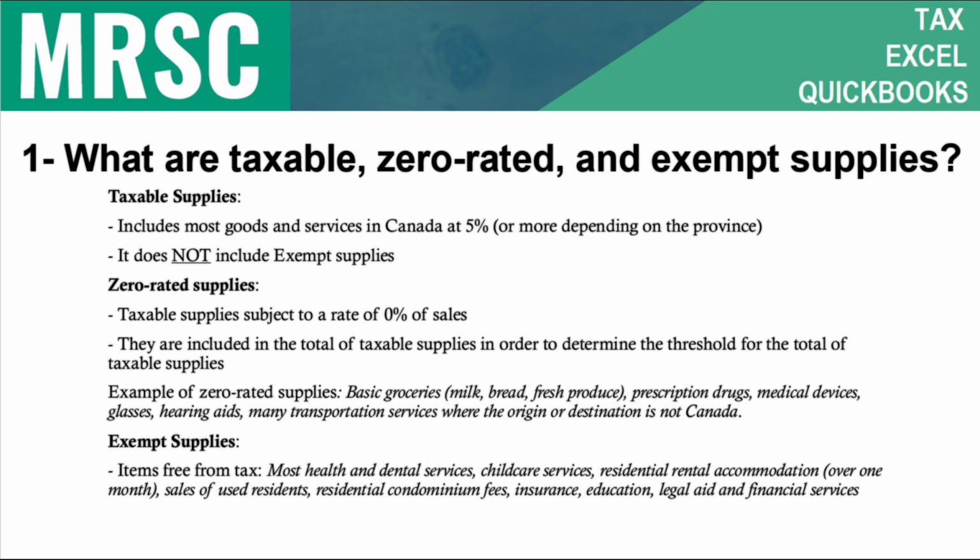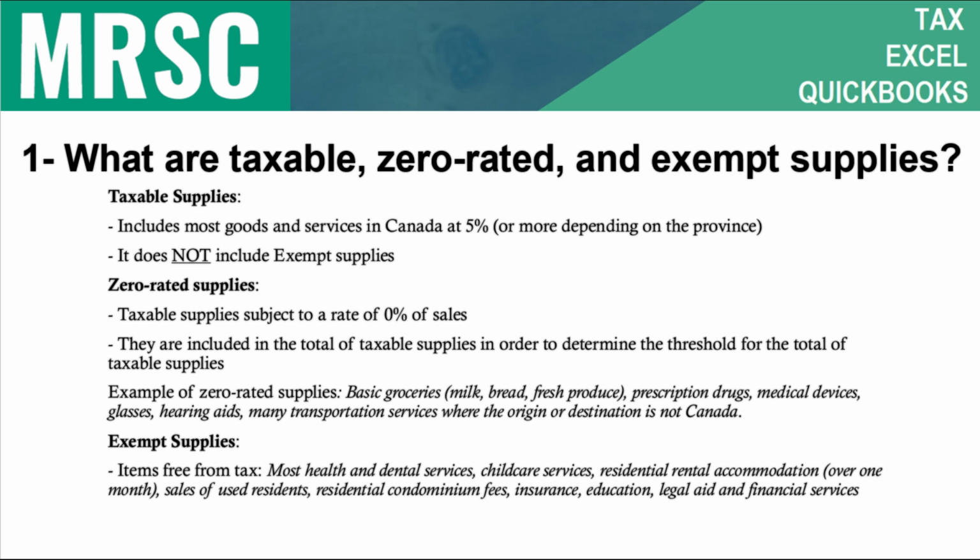So examples of zero-rated supplies are basic groceries, such as milk, bread, and fresh produce, prescription drugs, some medical devices, glasses, hearing aids, and many transportation services where the origin or destination is not in Canada.